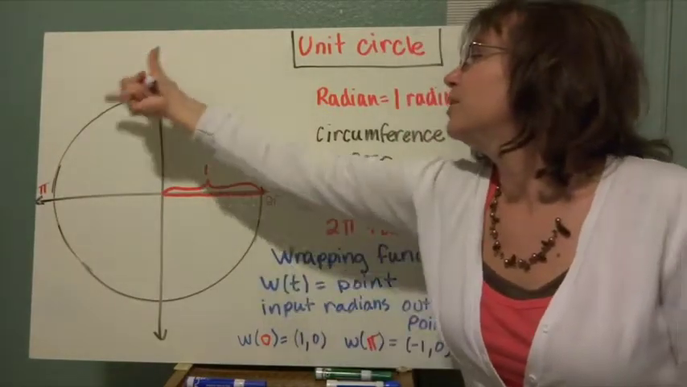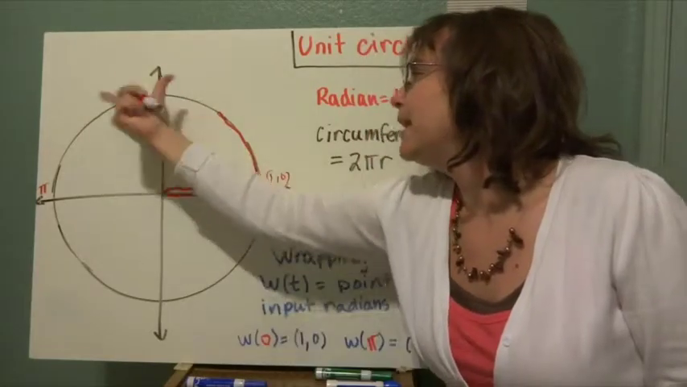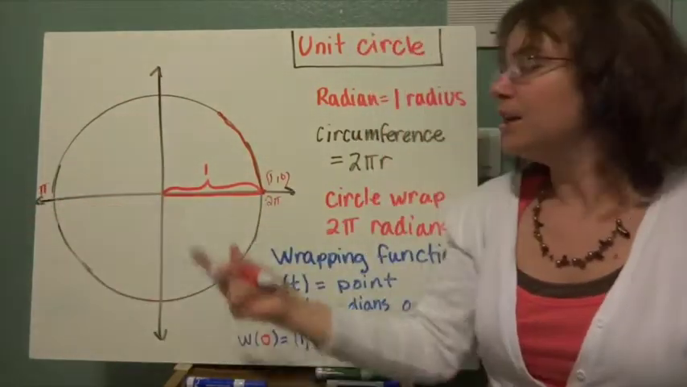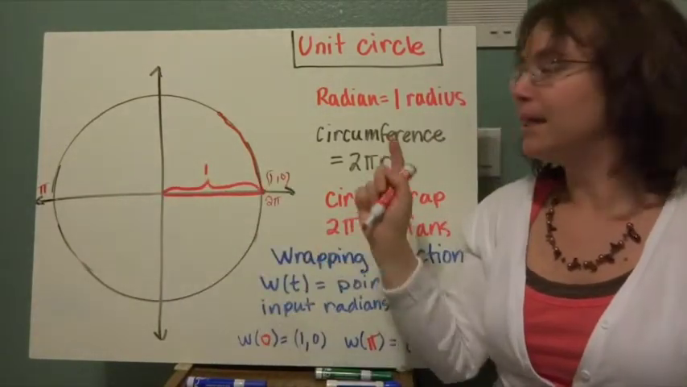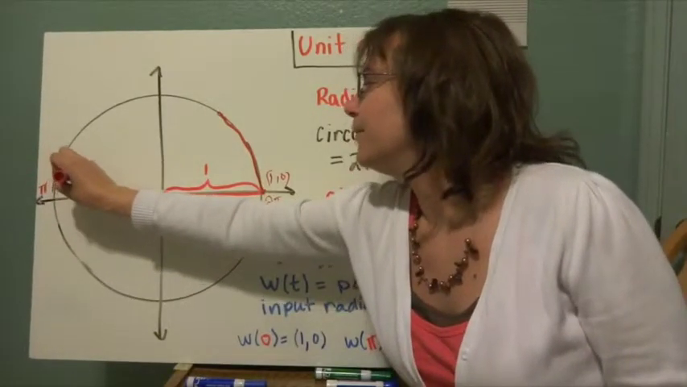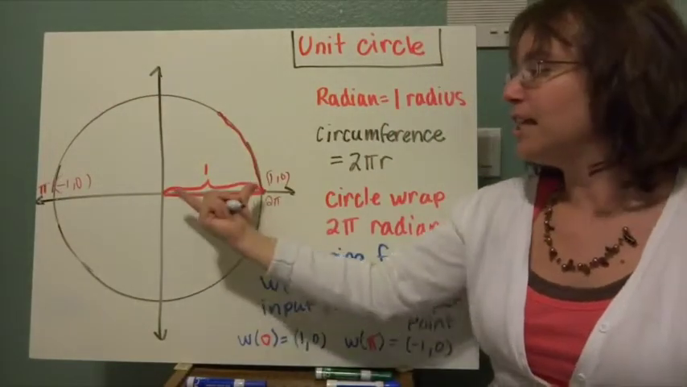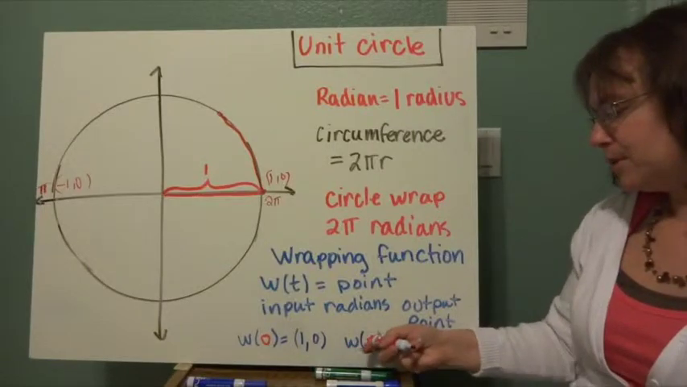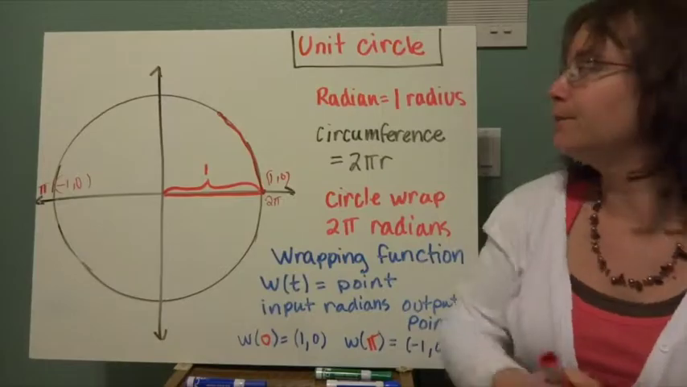Now if we take the wrapping function of pi, pi radians is halfway around this circle. So if we travel 3.14159 radians, we end up right here. Notice this radius is 1, but we're looking at it on the coordinate plane, so that's in the negative direction. This point is actually (-1, 0), because I went in the negative direction that length of the radius. So the wrapping function of pi gives us (-1, 0).